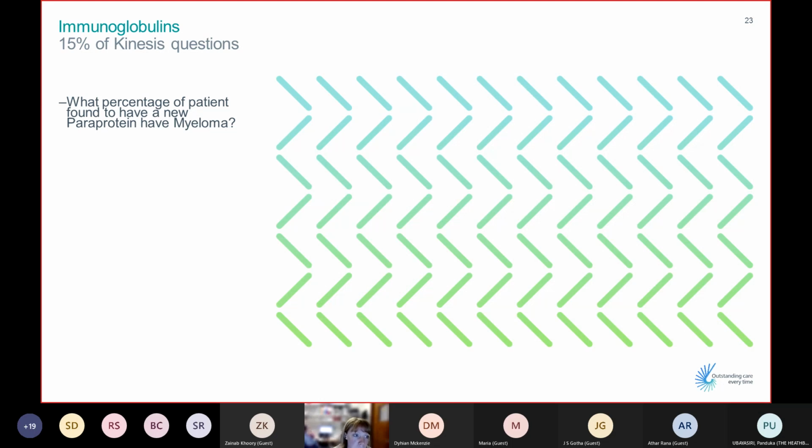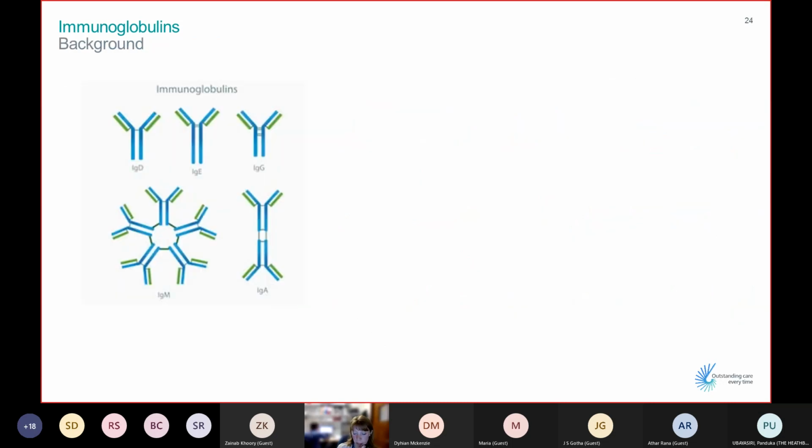What percentage of patients that are found to have a new paraprotein have myeloma? The answer: A, 5%, B, 19%, C, 39%, or D, 65%. Whilst you think about that, a little bit of background about immunoglobulins.